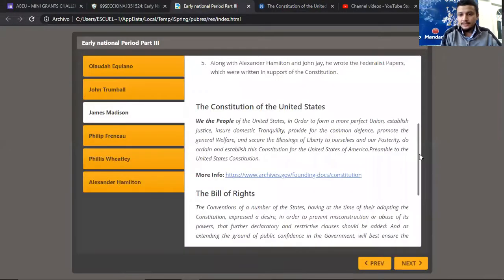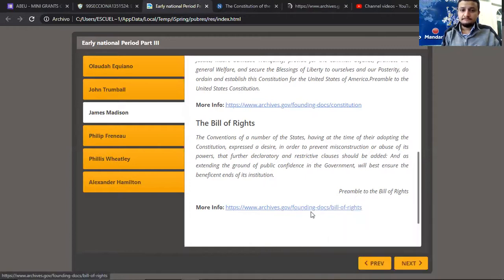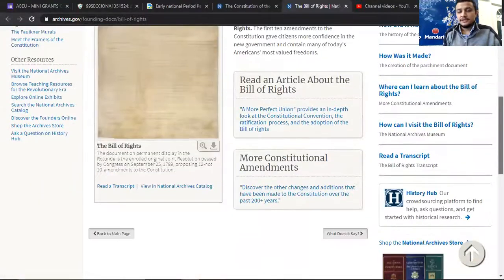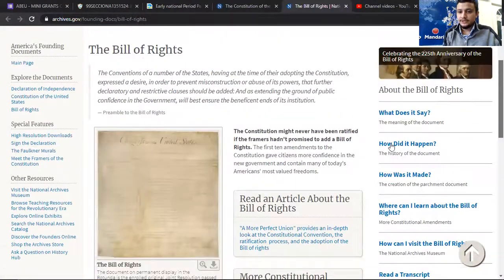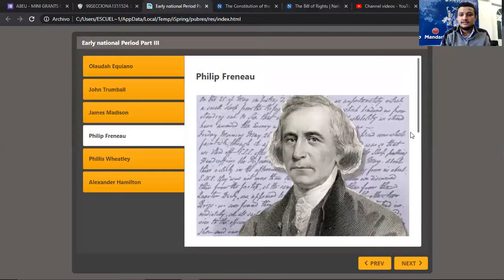And then if we go back, we have the Bill of Rights, that is basically the first group with the first 10 rights in the Constitution. So one more time, you can click in here, and then you're going to have the Bill of Rights information and the same page with the same extra information. So this is going to be autonomous learning. It depends on you how far you want to go with the learning of the Constitution and the Bill of Rights. And then we have the next guy, that is Philip Freneau.